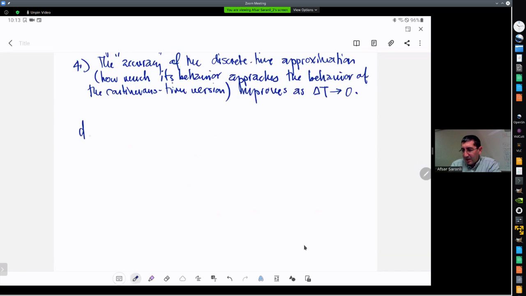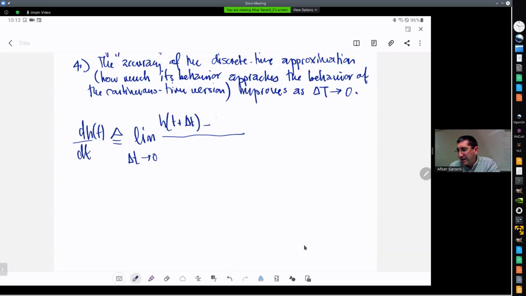Friends, what is the definition of d over dt of h of t? Limit delta t goes to zero. Yes. h of t plus, sorry, let me use continuous time notation, t plus delta t minus h of t, divided by delta t. Isn't that the definition?